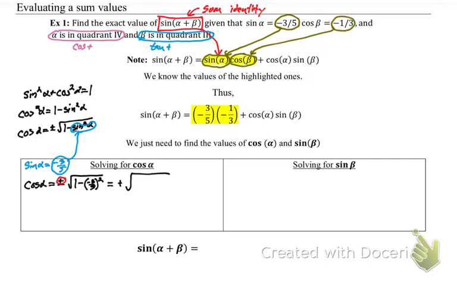I'm not going to write the 1 yet. I'm just going to do the negative 3 over 5 squared, which would be 9 over 25. That way I can rewrite the 1 as 25 over 25, just to speed up that process a little bit.